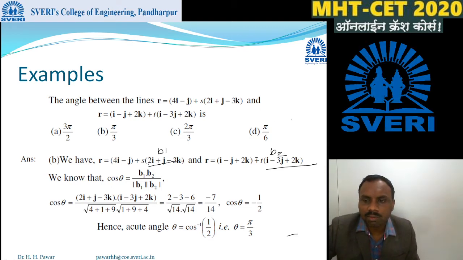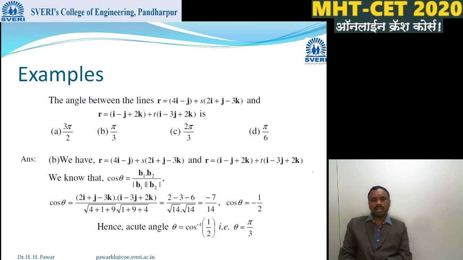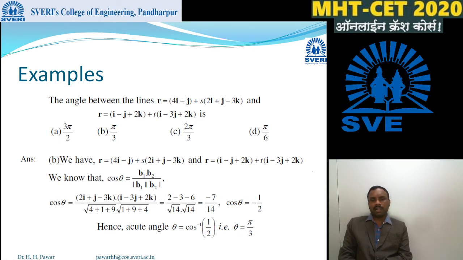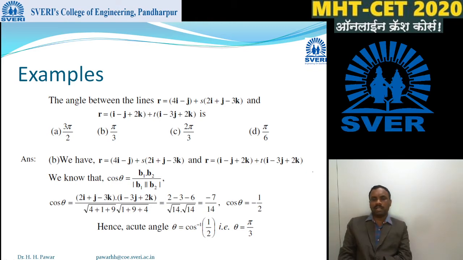So here, as we know that cos theta is equal to b1 dot b2 divided by modulus of b1 modulus of b2. Put the values of b1 and b2 in this case. So cos theta is equal to 2i plus j minus 3k dot i minus 3j plus 2k divided by square root of 4 plus 1 plus 9 into square root of 1 plus 9 plus 4, that is root 14 into root 14, which gives us 14 only. So cos theta is equal to minus 7 upon 14, that is minus 1/2.